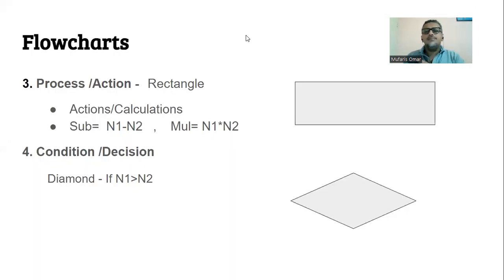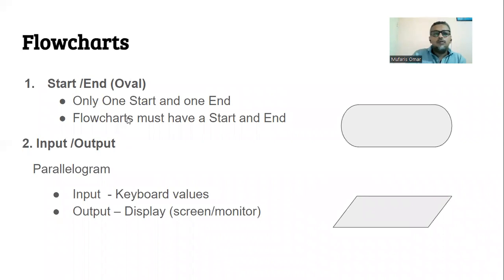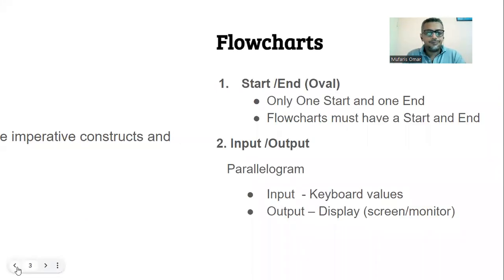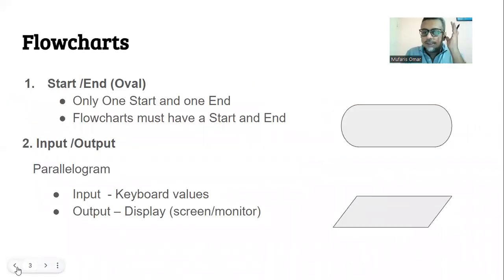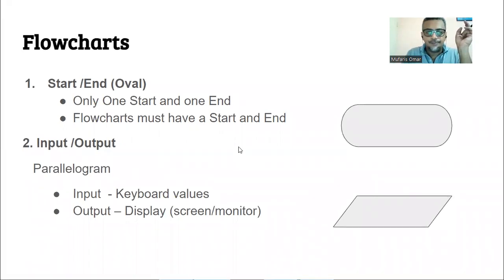Now we'll see the symbols. What are the symbols we have to use when drawing a flowchart? The oval shape. Any questions? Okay. First one. Again, you have to note down this. Then we will start doing some exercises later.